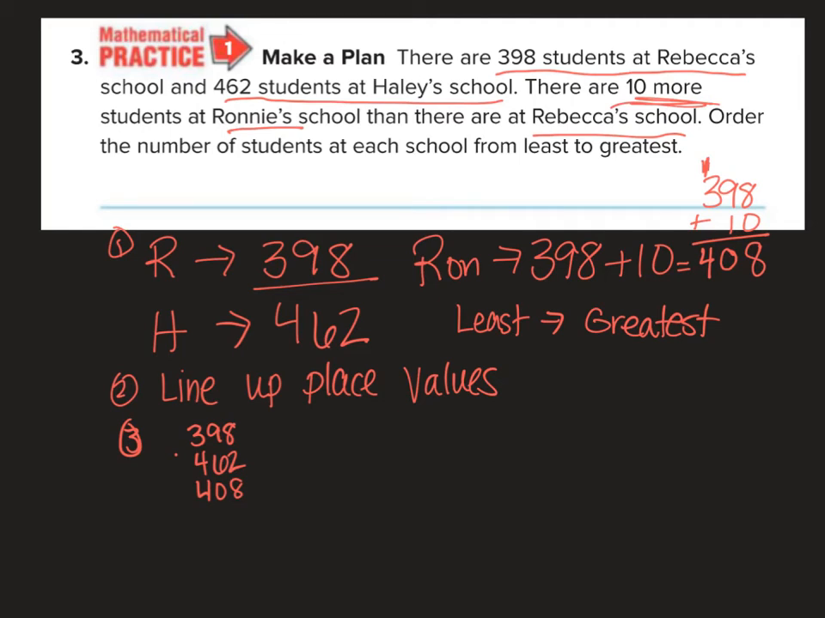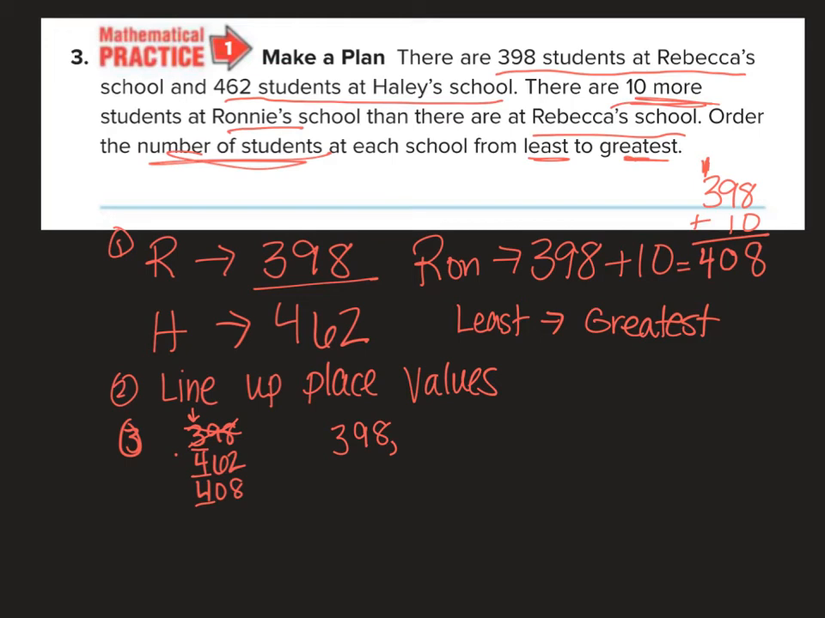All right, so now let's compare. We want to order from least to greatest. Okay, so if I'm looking at the hundreds, I notice this one has 300. These both have 4. So 398 is going to be the least. And notice it doesn't say order the people from each school. Don't order Rebecca, Haley, Ronnie. It says order the number of students. So I'm just going to be writing down the numbers. I don't really necessarily care who belongs to which school. Okay, then I'm going to cross off 398.